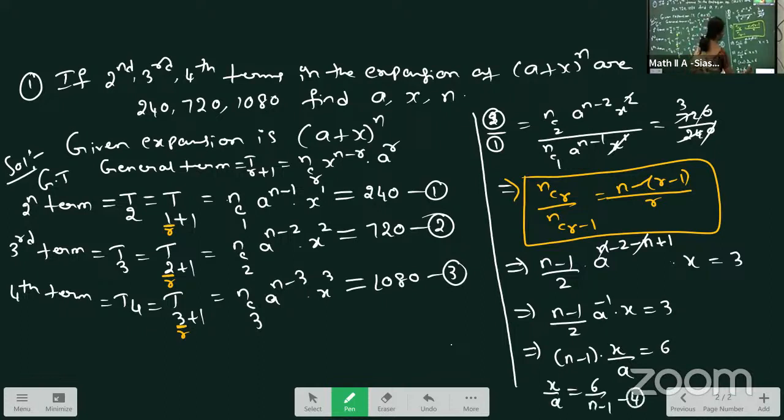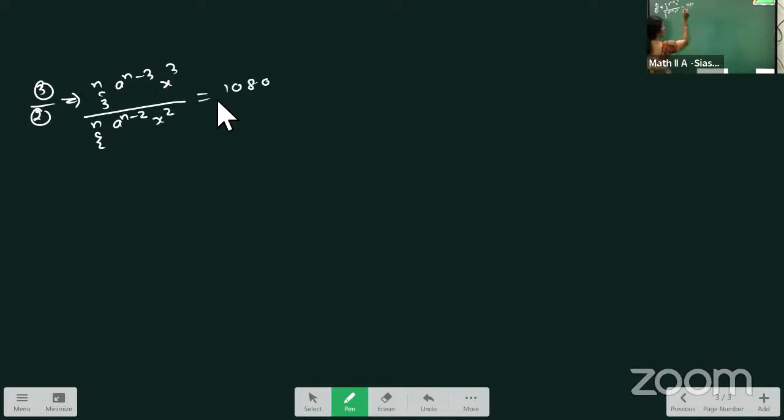Take this as equation 4. If we divide equation 2 by equation 1, we got x by a is equal to 6 by (n minus 1). Similarly, we take equation 3 by equation 2. What is our equation 3? nC3 a to the power n minus 3, x to the power 3, by equation 2, which is nC2 a to the power n minus 2, x to the power 2, is equal to 1080 by 720.